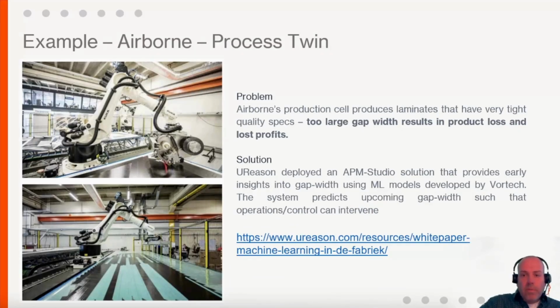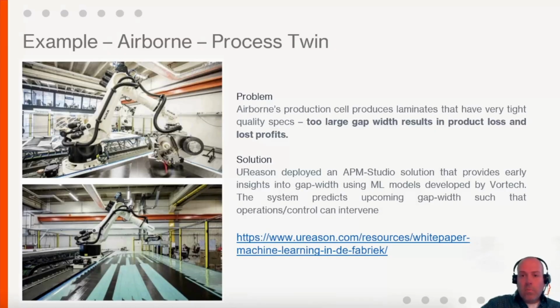A process twin, again a level up. Example is one at Airborne in the Netherlands. Here, AI models are used that predict the gap width of the laminates that are being produced to help operations and control to make inline adjustments, reducing scrap and improving overall output.